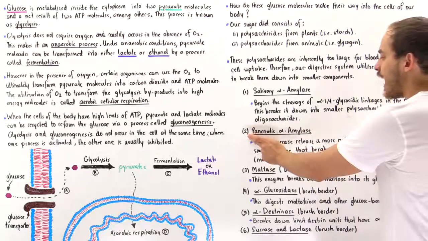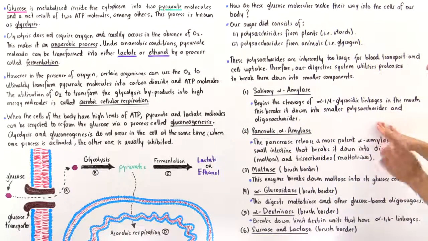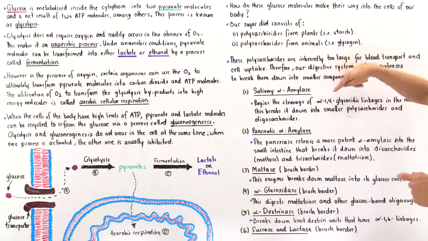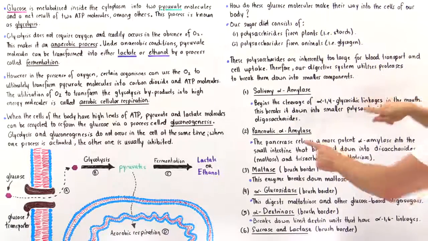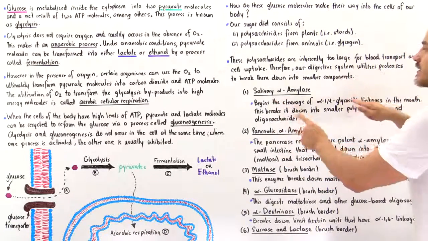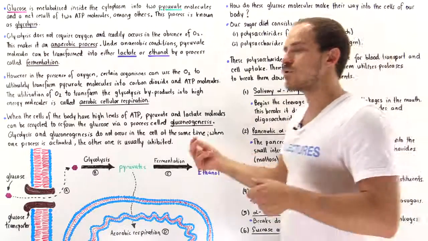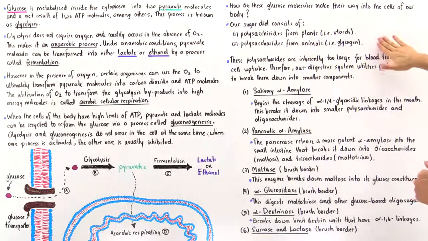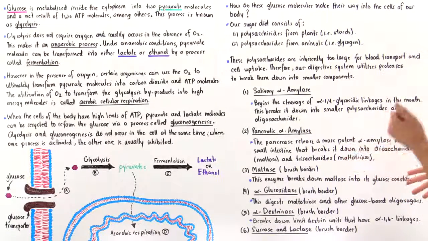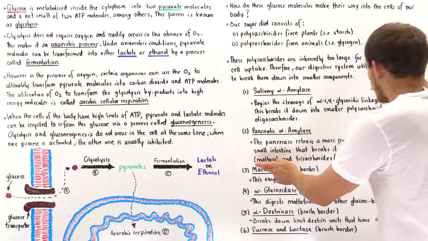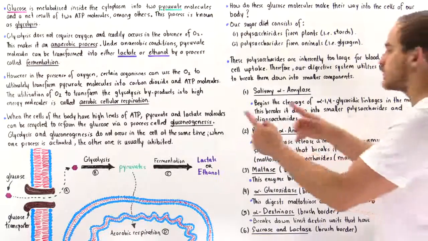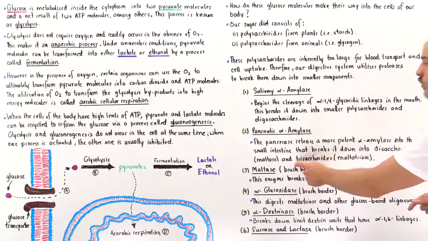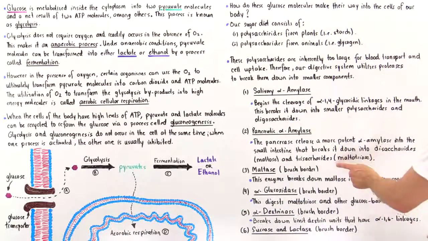So the pancreatic alpha amylase also is able to break down those same alpha-1,4 glycosidic linkages, but this actually breaks down the polysaccharide into either disaccharides or trisaccharides. So in the case of starch or glycogen, we basically break down these individual polysaccharides into maltose molecules, which are disaccharides that consist of 2 glucose, or trisaccharides that consist of 3 glucose, known as maltotriose.